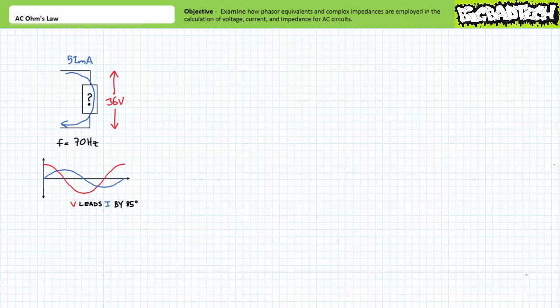Let's say a voltmeter is reading 36 volts across and an ammeter is reading 52 milliamperes of current through an unknown element. Let's assume voltage and current have a frequency of 70 Hz. Additionally, we know that voltage is leading current. However, it's not leading by a perfect 90 degrees, but rather only 85 degrees. What type of component is this unknown element? What is its impedance? And what is its component level value?